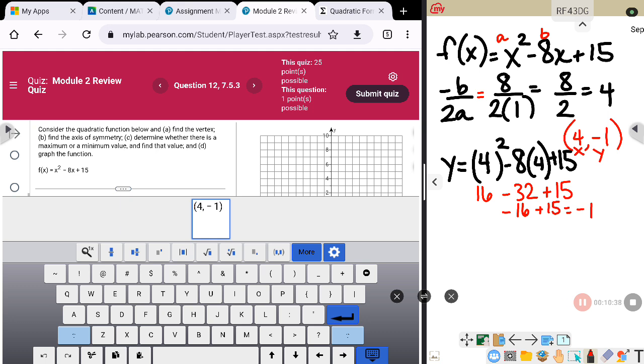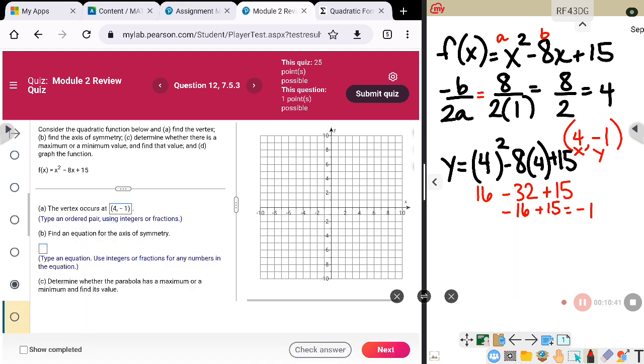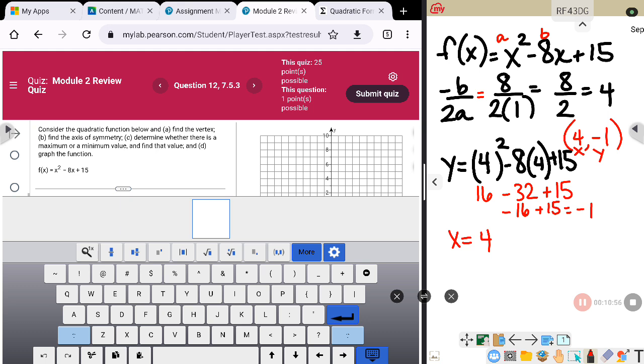Now, find an equation for the axis of symmetry. Remember, your axis of symmetry is just going to be x equals, and then whatever that x coordinate is, make sure you type an equation. So x equals 4.